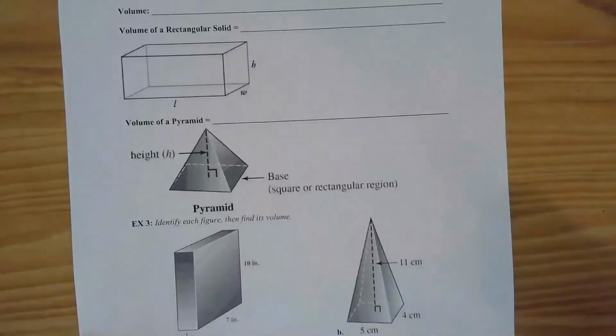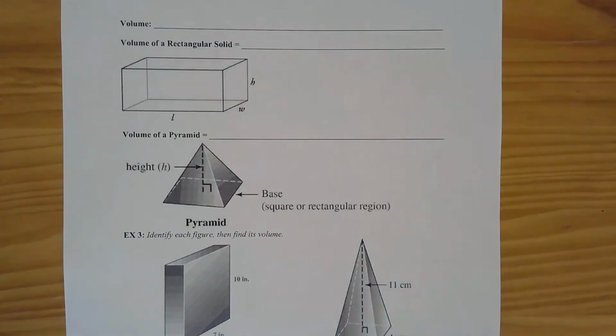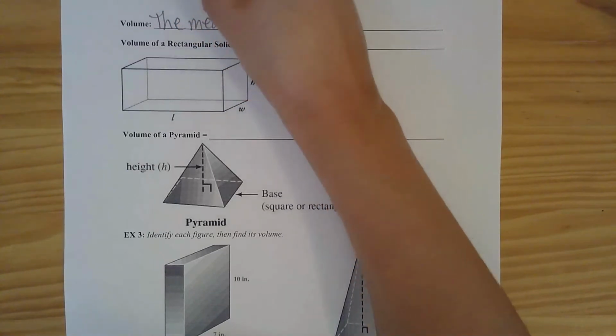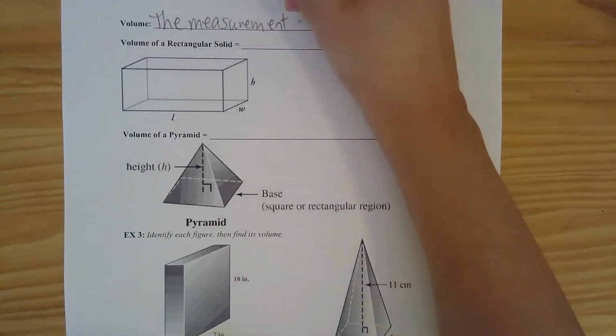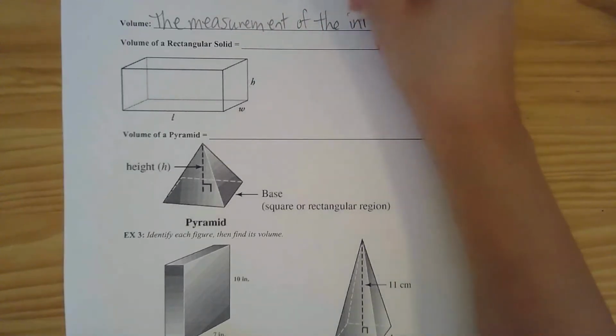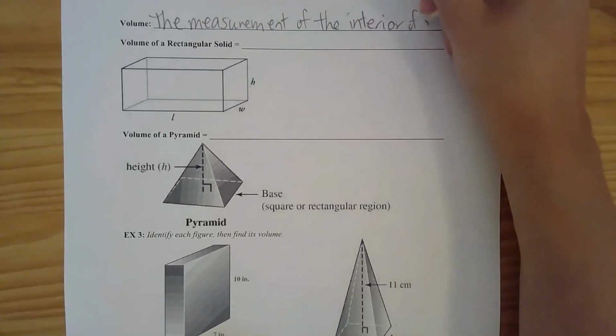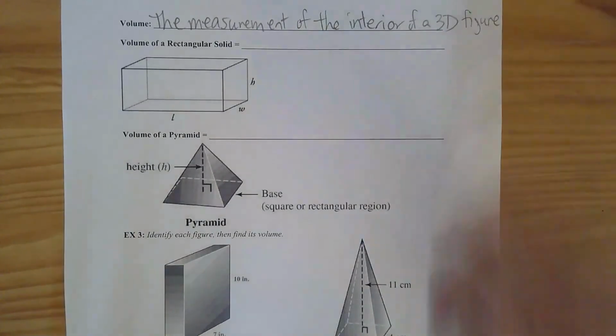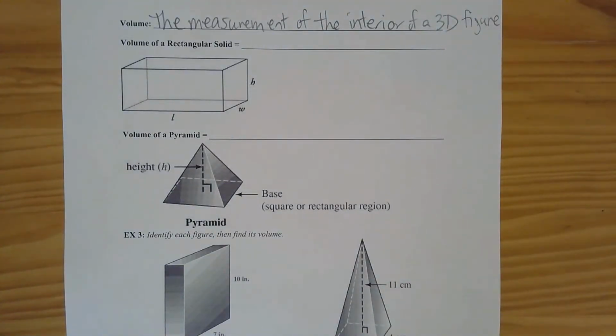All right, the next thing we're going to look at is volume. So volume gets us into three-dimensional shapes, which is exciting. Volume is the measurement of the interior of a three-dimensional figure. Okay. And so I'm going to give you guys two different shapes. That's all we're going to work with today. We're going to have rectangular solids, which is a really fancy word for a box, and a pyramid, which you guys probably know what a pyramid is.